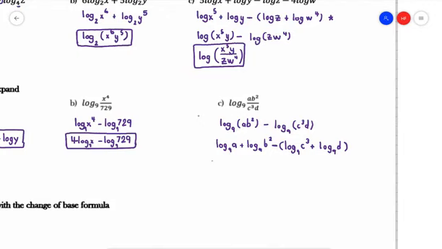Now since I have powers, I can continue further. I'm separating them by putting their powers as coefficients. Sorry, I didn't see that 3. I'm going to distribute that minus, and then that would be my final answer.